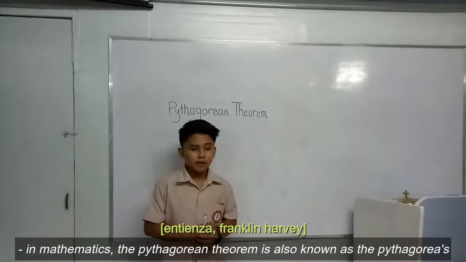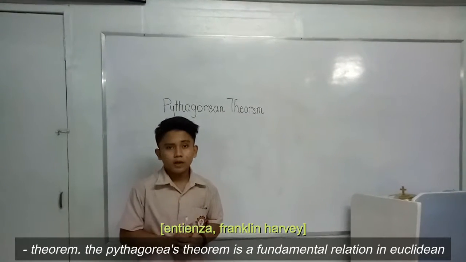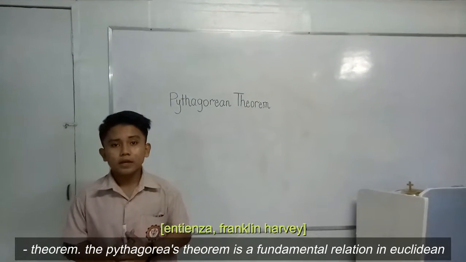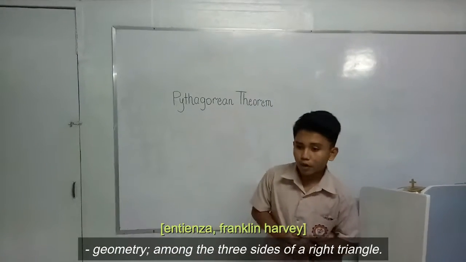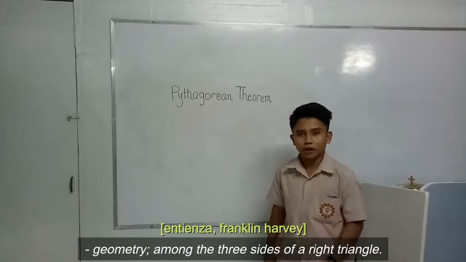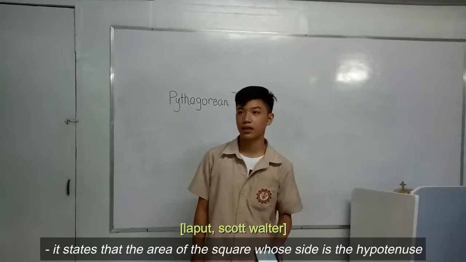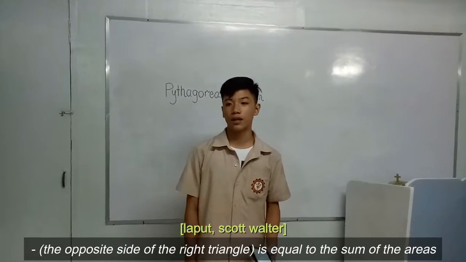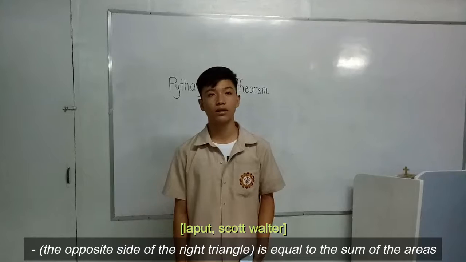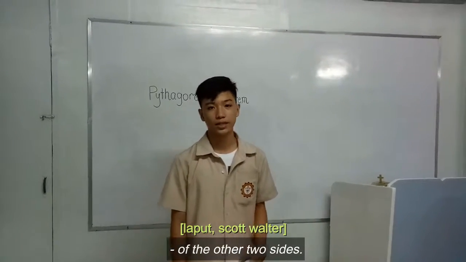In mathematics, the Pythagorean theorem is also known as the Pythagoras theorem. The Pythagoras theorem is a fundamental relation in Euclidean geometry among the three sides of a right triangle, which states that the area of the square whose side is the hypotenuse, the side opposite the right angle of the triangle, is equal to the sum of the areas of the squares on the other two sides.